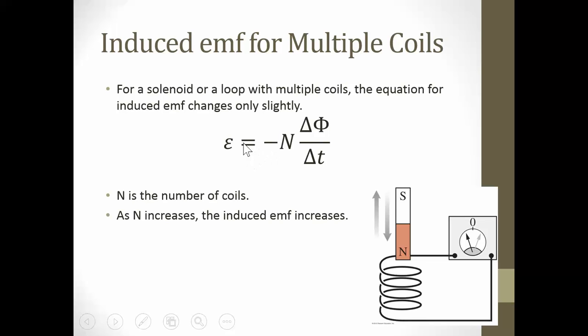Previously we just said EMF is negative delta phi over delta t. Now we have EMF equals negative N times delta phi over delta t, and N is just the number of coils. So if I have one coil, then I have my equation from the equation sheet. But if I have 3 coils, I just multiply that voltage by 3. So as the number of coils increases, the induced EMF will increase also, and it's by a factor of the number of coils.